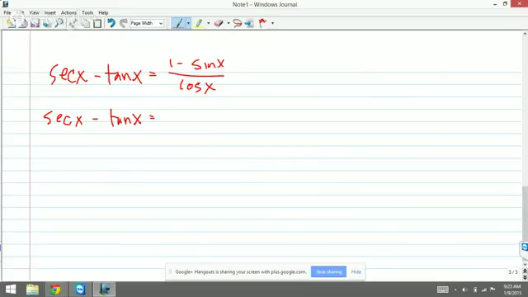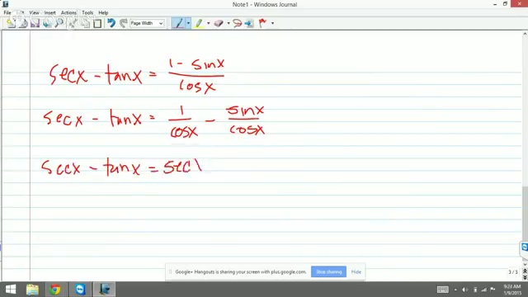What are they? 1 over cosine minus sine over cosine. Okay. Common denominator. Instead of putting them together, you're taking them apart. What's 1 over cosine? Secant. And sine over cosine is tangent. And you're done.